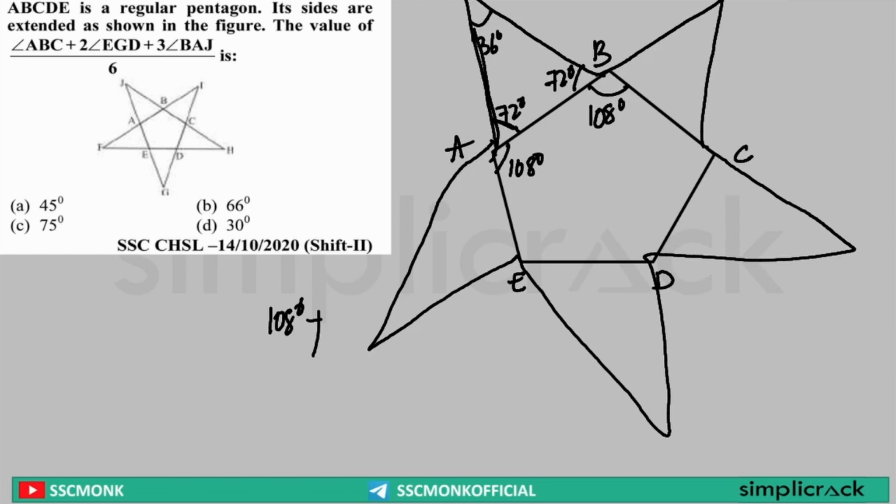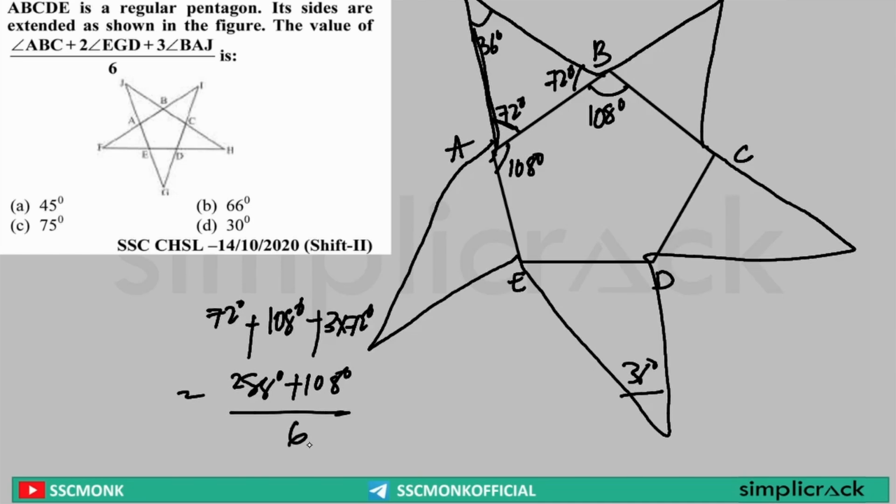So 3 BAJ is equal to what? 3 into 36 degree plus 2 EGD. So here E, here G, here D. Same case, this will be 36 degree. So 2 into 36 is equal to 72 degree. So 4 into 72 degree is equal to 288 degree, plus 108 degree, that is equal to 396 by 6, which is 6 6s are 36. Answer option B. Clear? Simple.